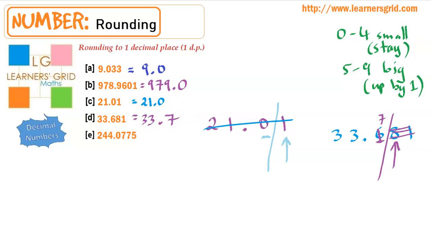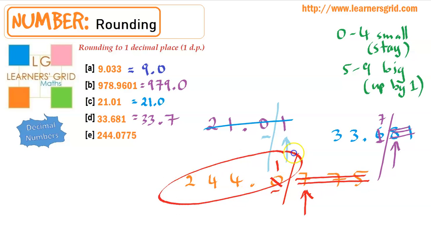So that becomes 33.7. And for the last one, what have we got? We've got 244.0775. Great. First decimal place is here. Here's our indicator number. The cutoff is here. The indicator digit is big, so this has to go up by a value of 1. And so we don't need these guys anymore. This becomes our final answer, which is 244.1. And that really is all there is to it.